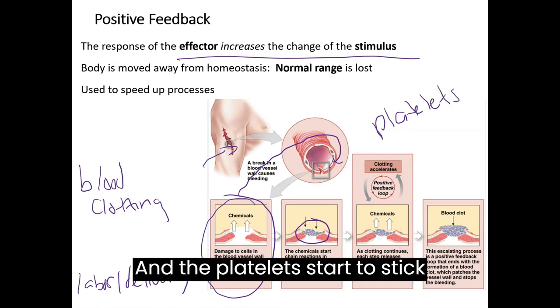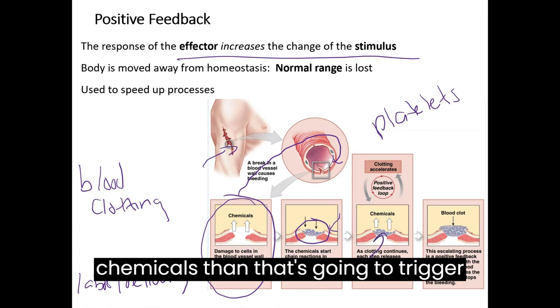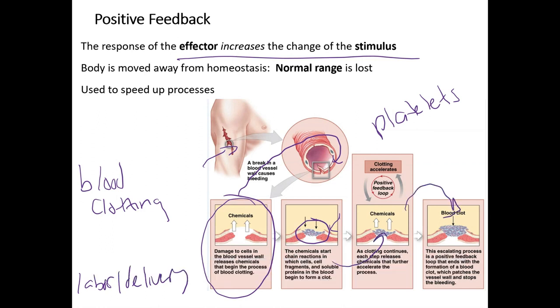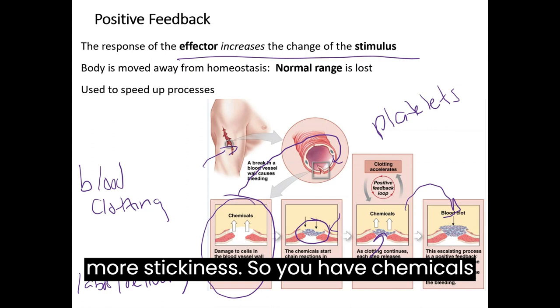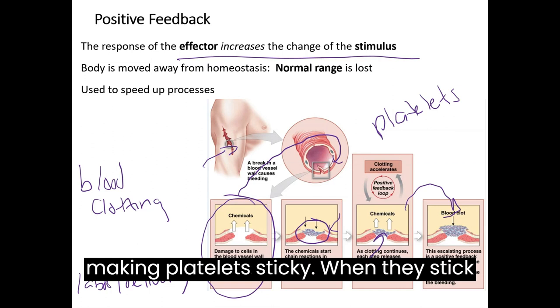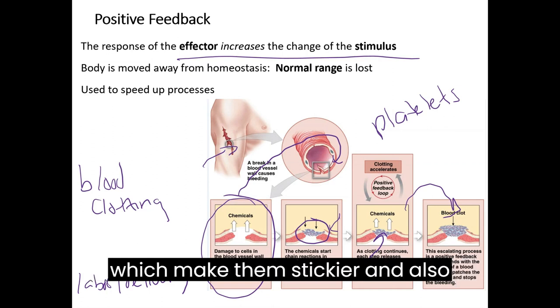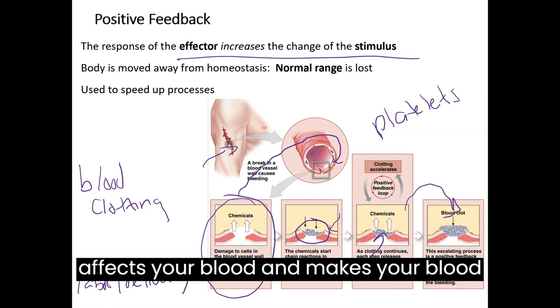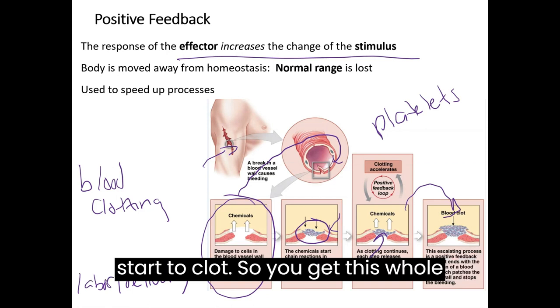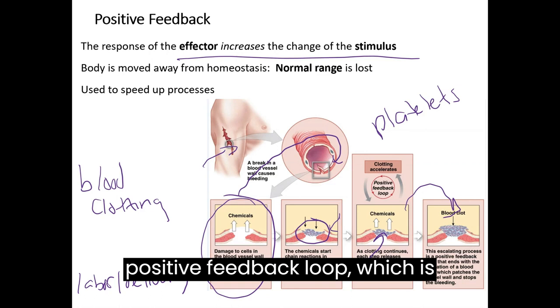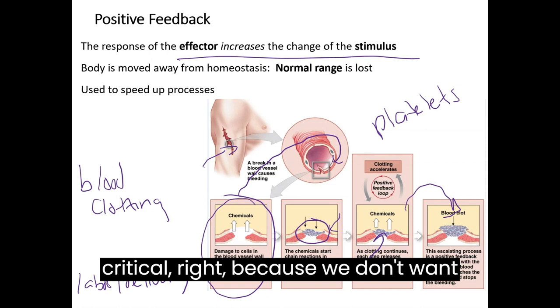And the platelets start to stick together. Well, when they stick together, they also release more chemicals, and that's going to trigger more stickiness. So you have chemicals making platelets sticky. When they stick together, more chemicals are released, which make them stickier, and also affects your blood and makes your blood start to clot. So you get this whole positive feedback loop, which is critical, right? Because we don't want to bleed to death.